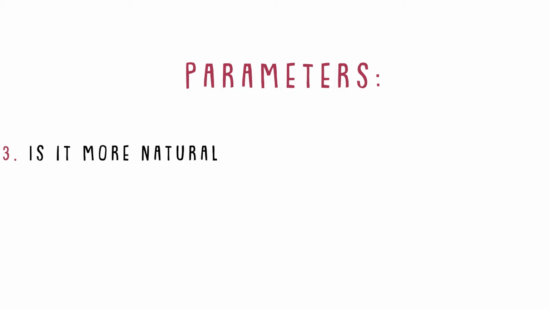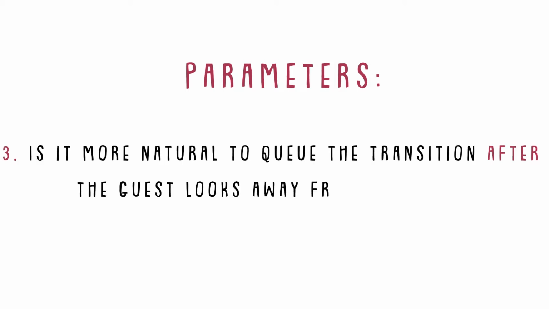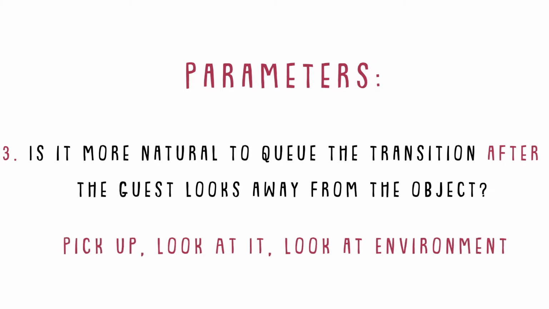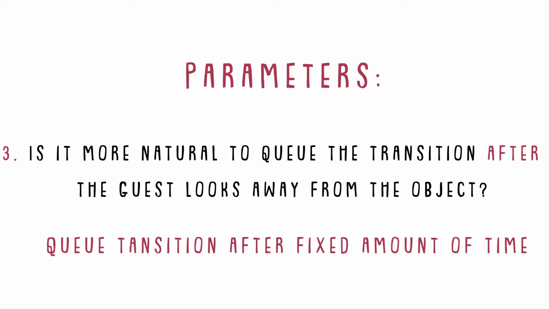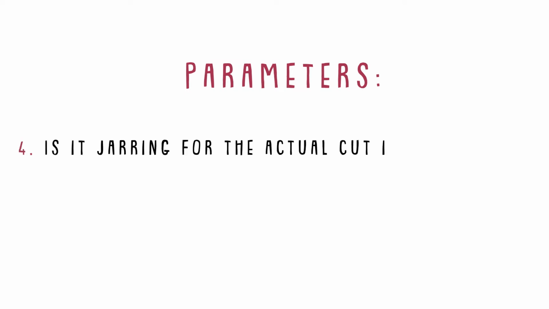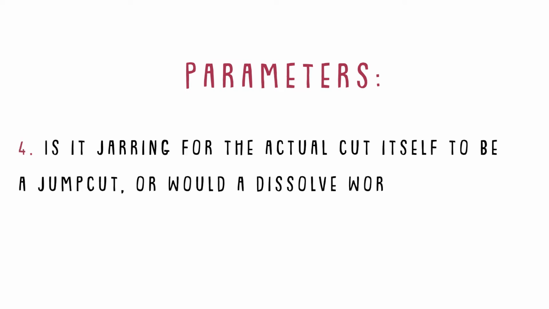Is it more natural to cue the transition after the guest looks away from the object, meaning that the guest must first pick up an object, look at it, and then look at the environment? Or can we cue the transition after some fixed amount of time when the guest looks at the object in their hand? And lastly, is it jarring for the actual cut itself to be a jump cut, or would a dissolve work better?